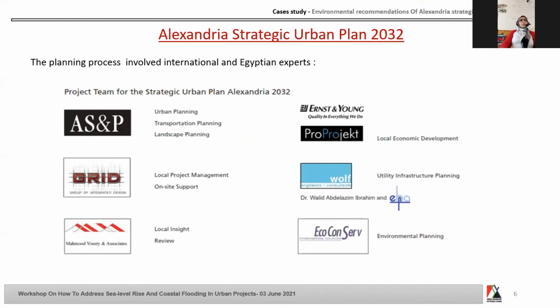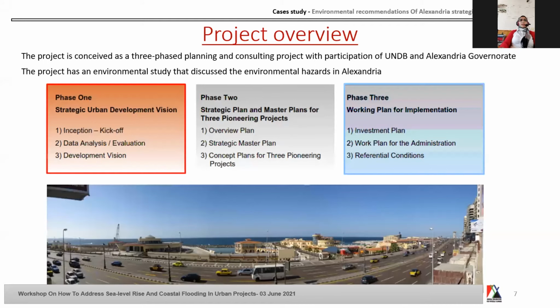The planning process involved international and Egyptian experts such as ES&P, the German company for urban planning, Ernst & Young for local economy and development, and EcoConserve for environmental planning. The project is conceived as a three-phase planning and consulting project with participation of UNDP and the Alexandria Governorate. The project has an environmental study that discusses the environmental hazards and presents some solutions and recommendations.